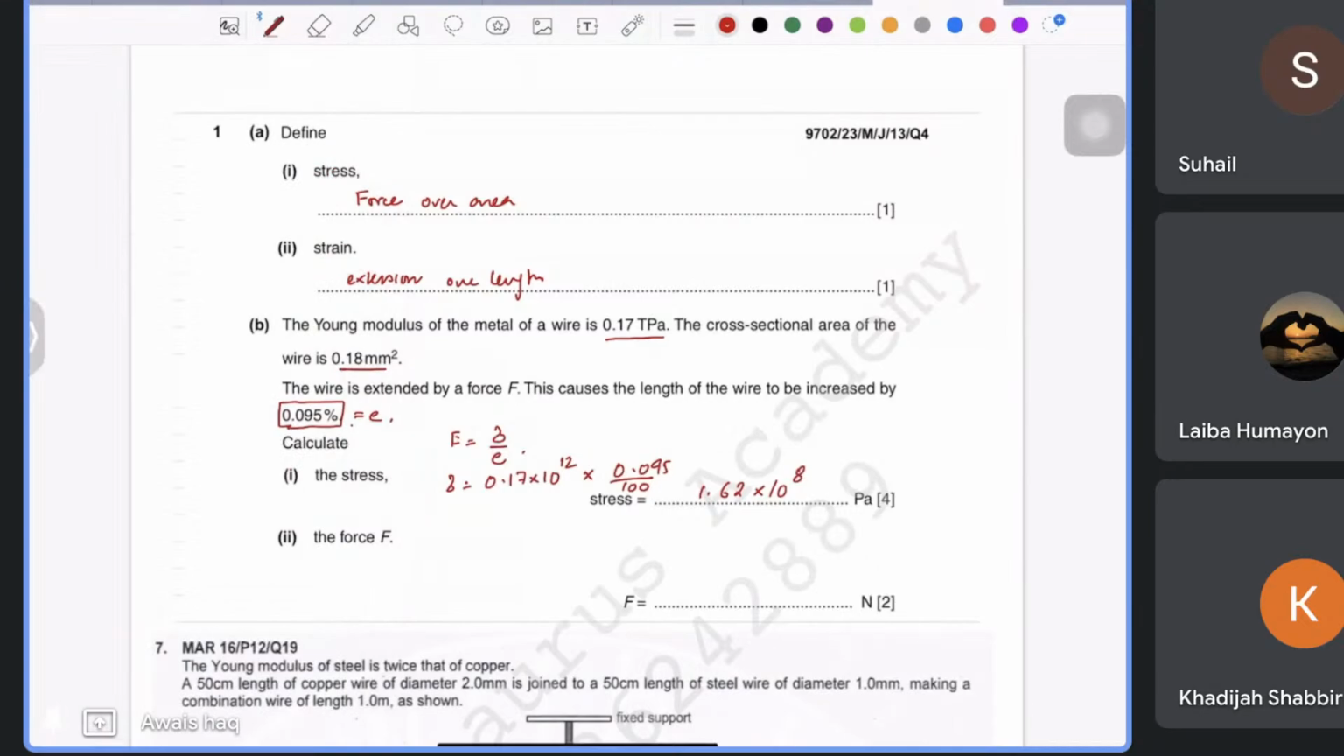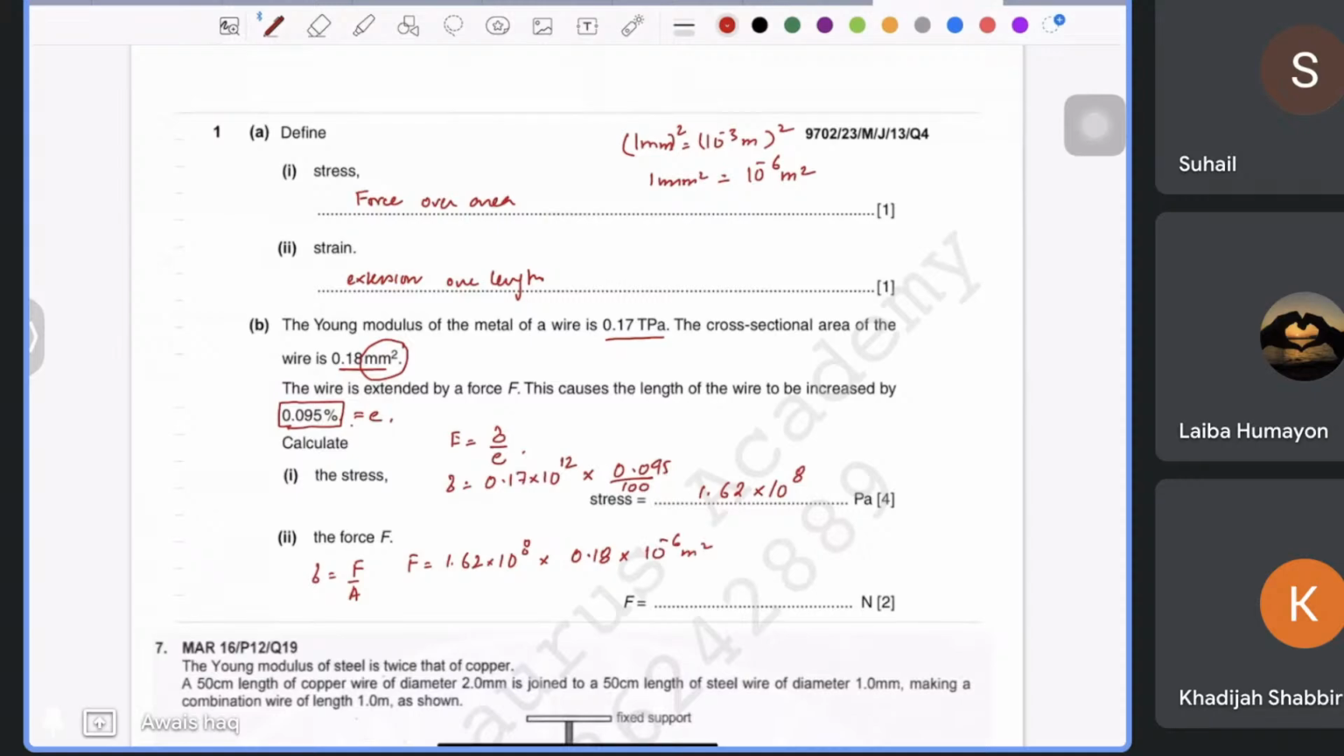And then it says calculate the force, because stress is force over area. So you've got to find the force. Stress is 1.62 times 10 raised to power 8, and the area is given, sorry, so we're going to write 0.18 times. Now we have to change this, right? We know that 1 millimeter is 10 raised to minus 3 meters. So 1 millimeter square, you can square both sides, will be 10 raised to minus 6 meter square.